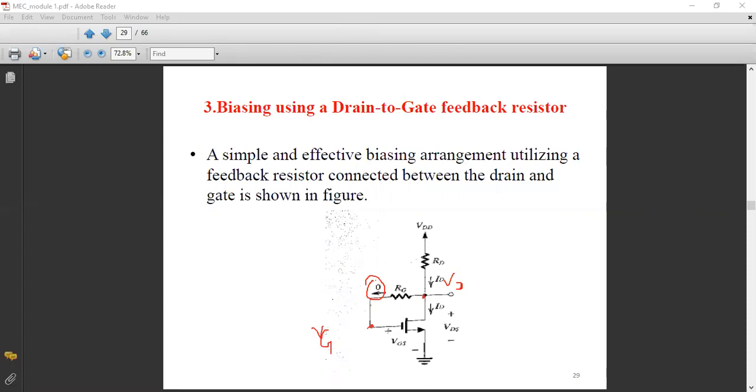Just put your answers in the chat box. Share your views. I told you the current through resistance RG is 0. You can see the position of RG. One end of RG is connected with the drain terminal and the other end is connected to the gate terminal. So since the current is 0, what will be the potential difference between the drain voltage and gate voltage?